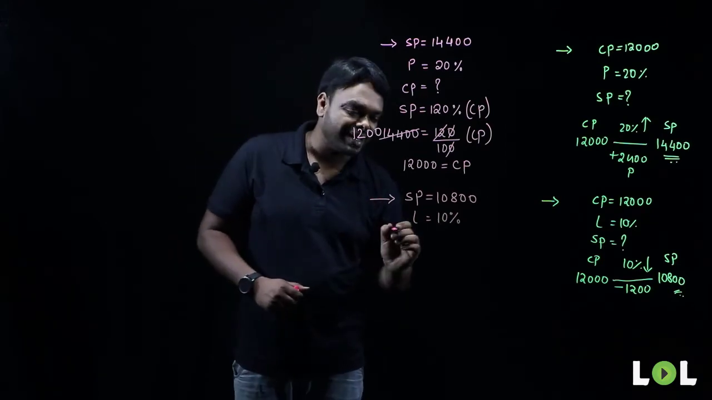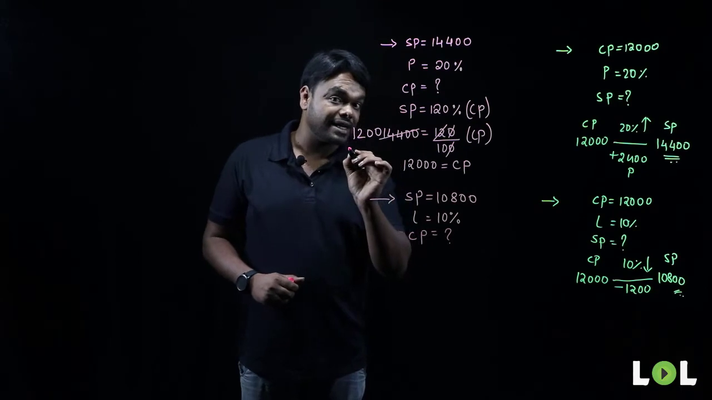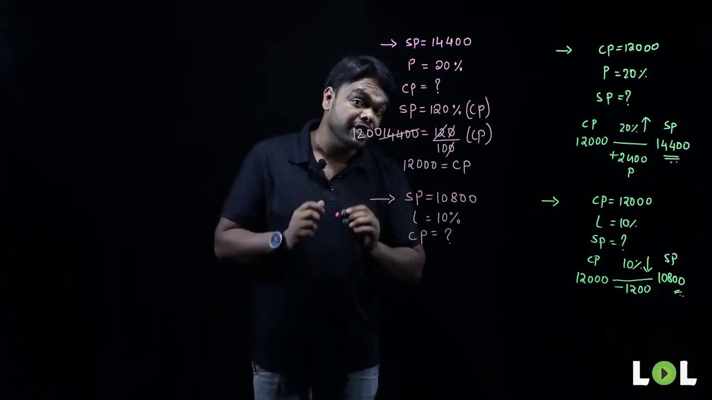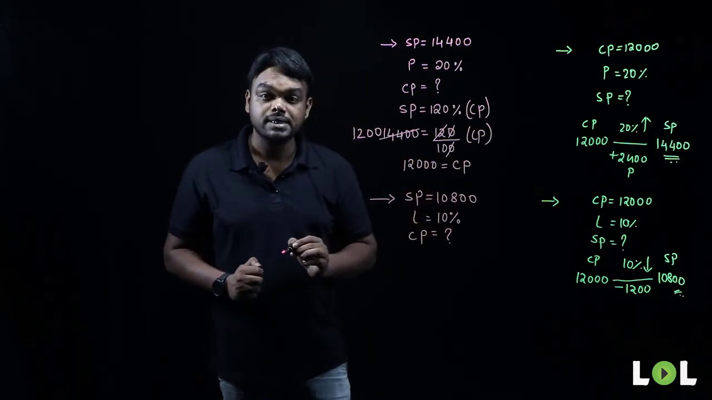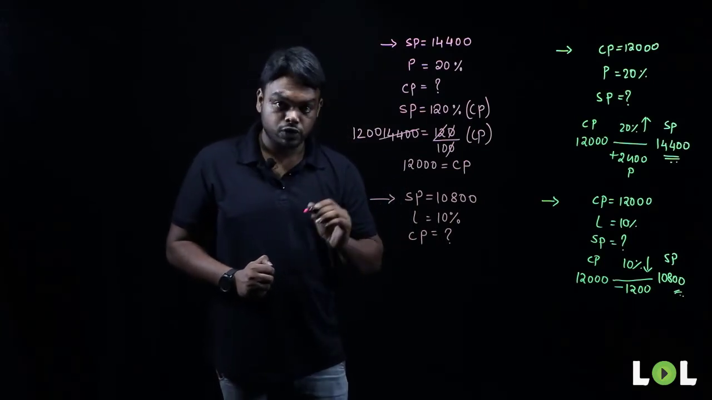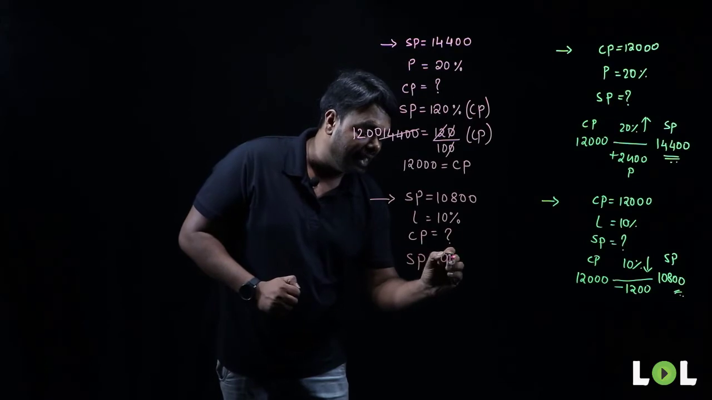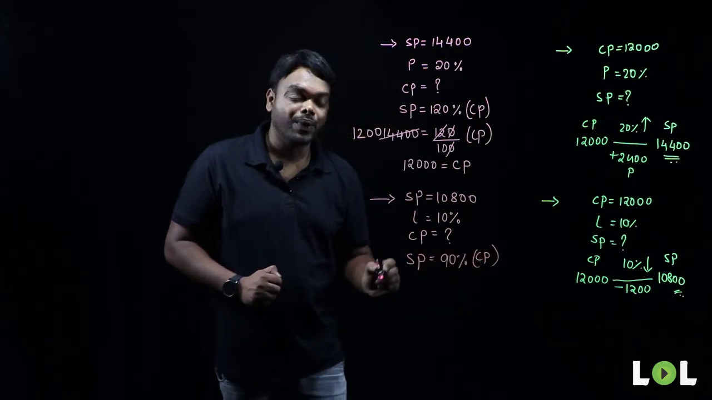Now what we need to calculate? Cost price. Now we should know that how we have to calculate cost price by writing the relationship between selling price and cost price. Now loss is at 10% means you reduced your cost price by 10% and then sold. So the relationship will be selling price is equals to 90% of the cost price. Now what is selling price?